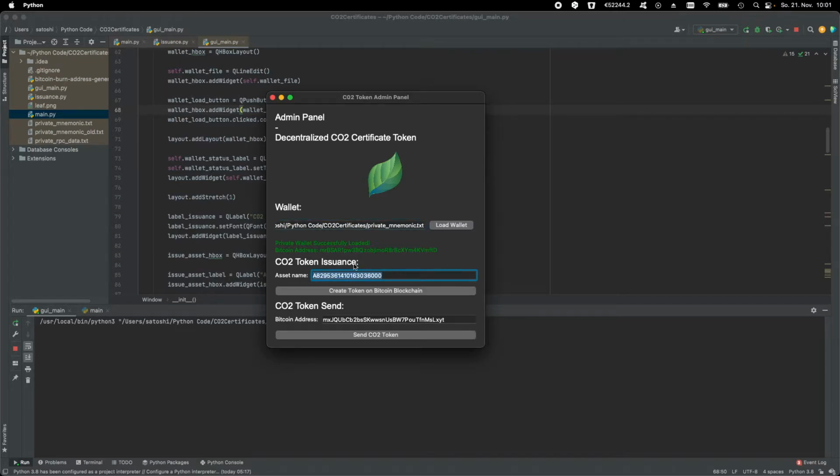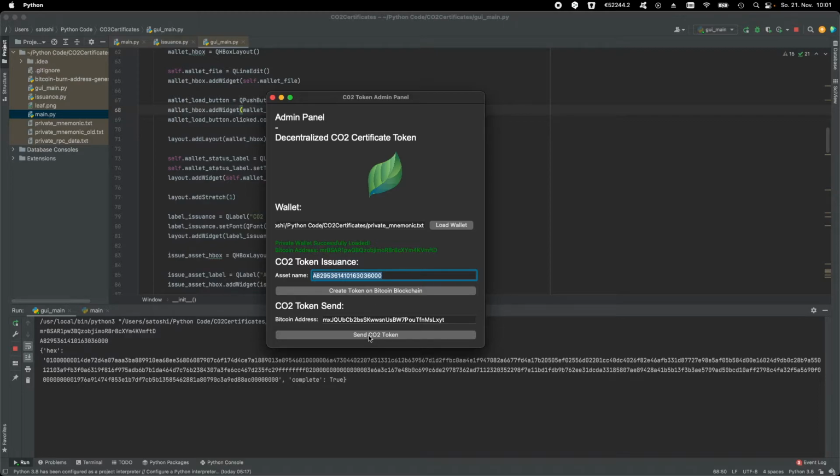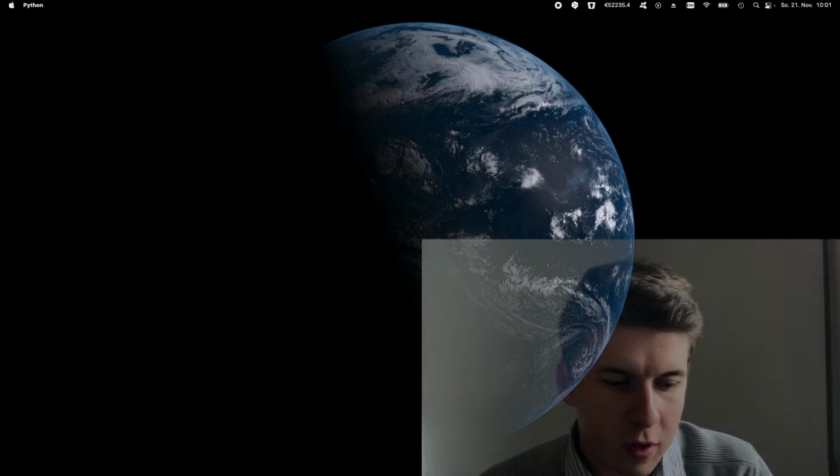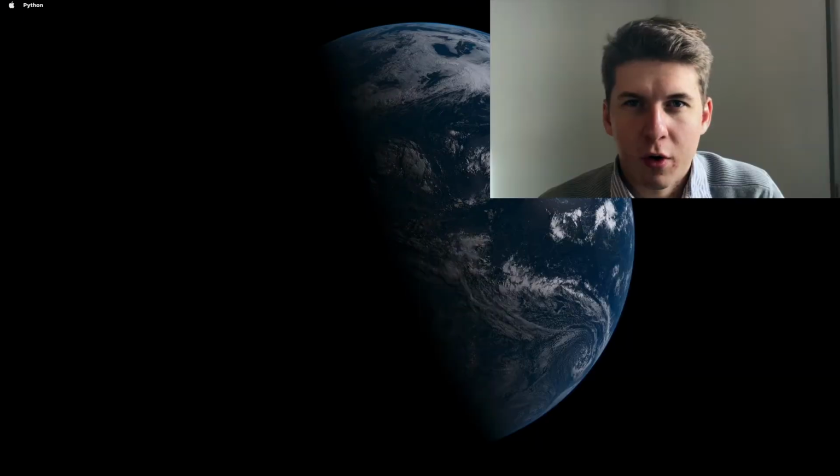So next we have our token issuance name. This has a weird name, but this is basically because fancy names are expensive. And we can create the token on the Bitcoin blockchain. So next we can send them to this address. It ends with LXYT. So now these CO2 tokens are going to a forest owner.